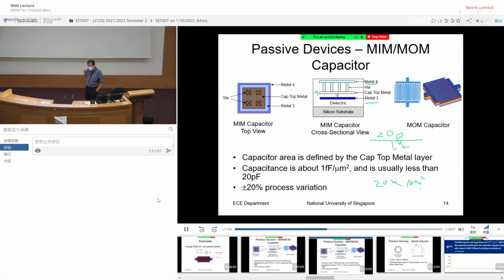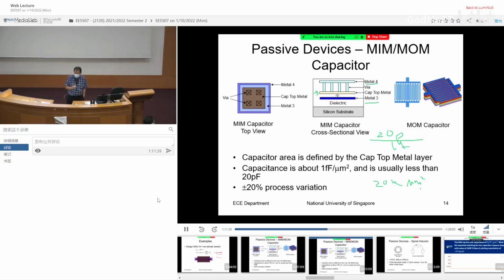Now, all these components out there, the foundry cannot guarantee the accuracy. So usually you can expect plus minus 20% variation. For example, they tell you 1 femtofarad, you could end up getting 0.8 femtofarad. So if you fabricate 20 pico, you might end up getting 16 pico. That is one direction. You could also end up bigger, 24 pico. So there is no guarantee what value you will be getting.